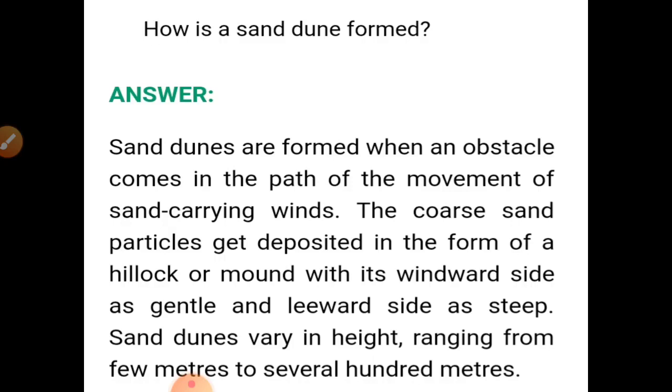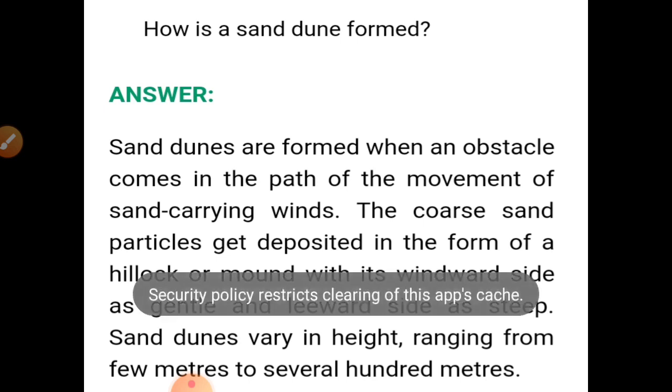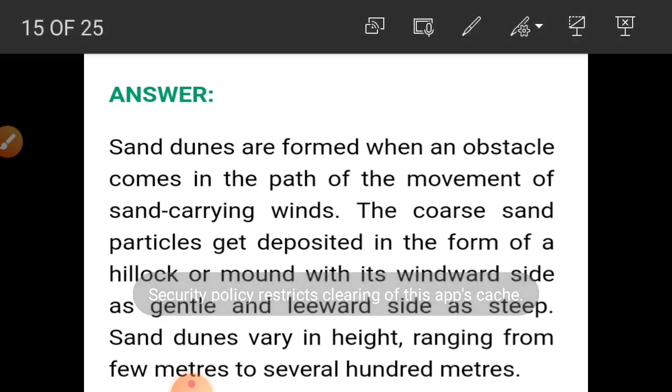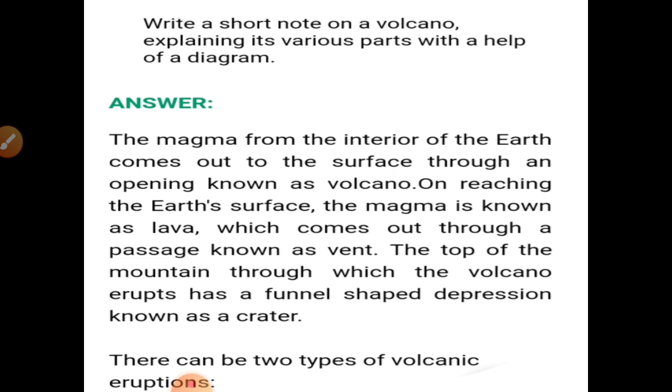Next question is: explain the formation of a sand dune, or how is a sand dune formed? So sand dunes are formed when an obstacle comes in the path of sand-carrying winds. The coarse sand particles get deposited in the form of a hillock or mound with its windward side gentle and leeward side steep. Sand dunes vary in height, ranging from a few meters to several hundred meters. Okay, so this is the answer of this question.